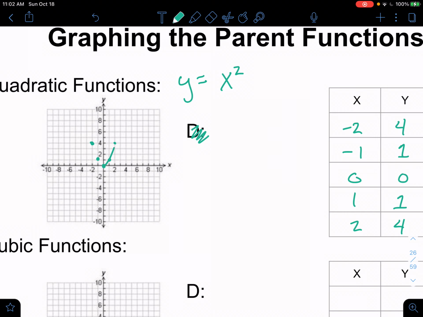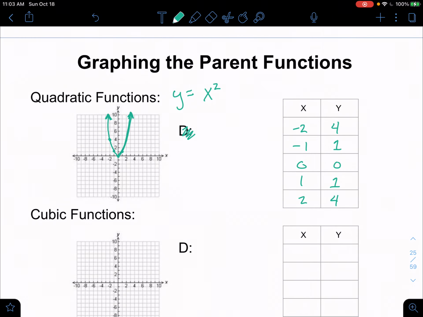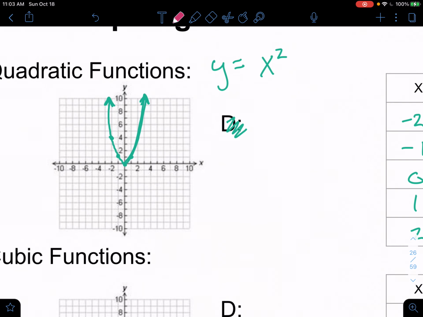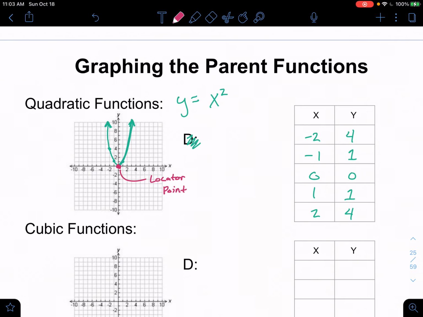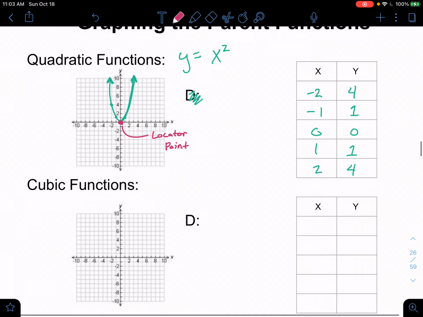And we start to see this shape that some people like to call a U almost, but it's a parabola. So again, we get this graph. Our locator point for this one is actually going to be at the same spot. It's kind of at the vertex of that. So this again is our locator point. And that will be helpful to us as we start to look at more complex versions of these.